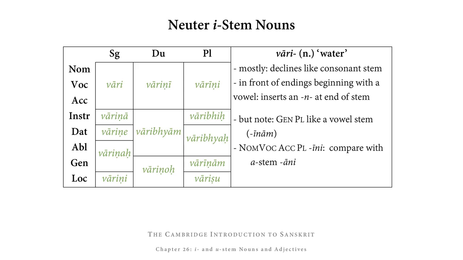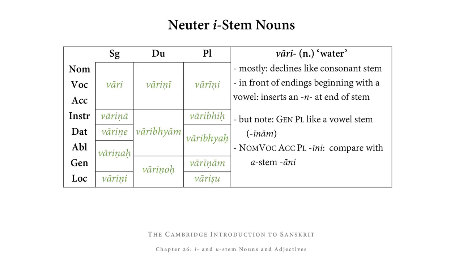The nominative, vocative, accusative plural, vāriṇi, is basically parallel to the nominative, vocative, accusative plural of short A stems. So, for example, of vanam, we had vanāni, and here we have, of not a short A stem, but of a short I stem, a parallel form, vāriṇi. Then, in the instrumental dative ablative, we again have endings that begin with a consonant, and so those endings are just added to the stem very straightforwardly. So we get vāribhiḥ and vāribhyaḥ.